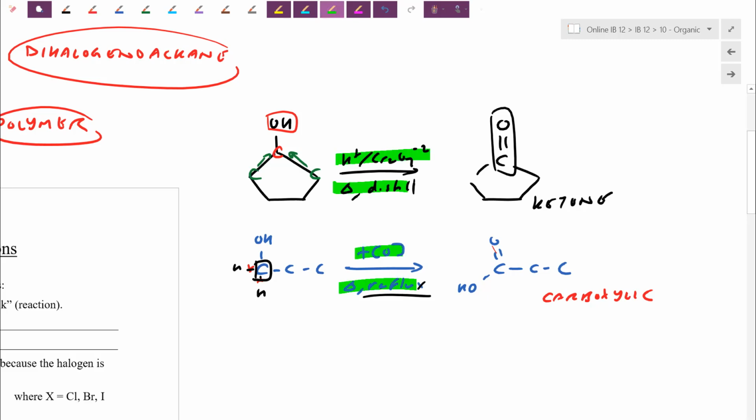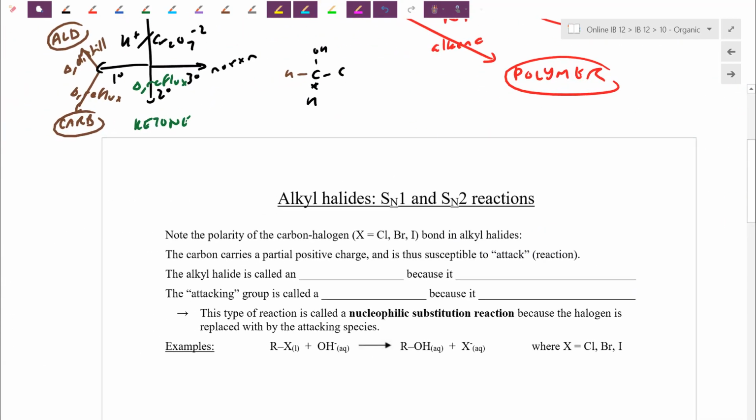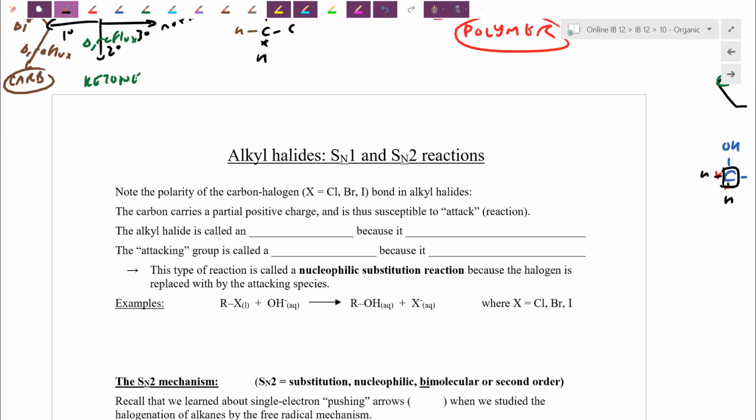They can just ask you what's the product, or they give you the product and they ask you, well, what are the conditions that we need for this to happen? Okay. Today, as I mentioned, we're going to look over at the alkyl halide family.